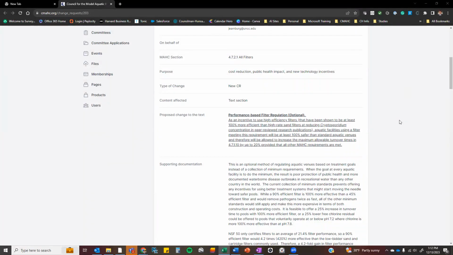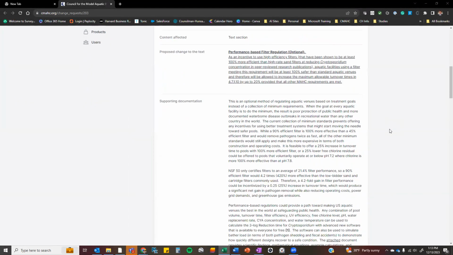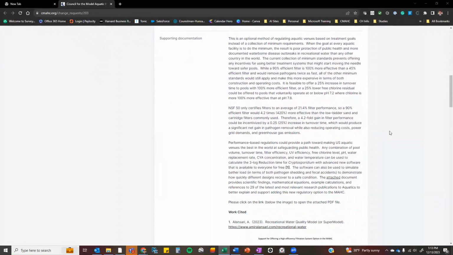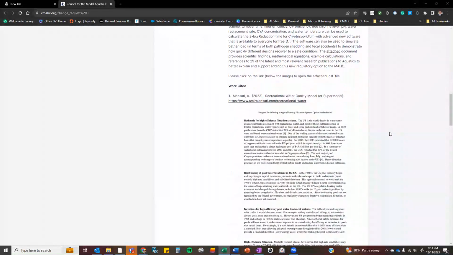Optional as an incentive to use high efficiency filters that have been shown to be at least 100% more efficient than high rate sand filters at reducing cryptosporidium concentrated in peer-reviewed research publications. Aquatic facilities using a filter meeting this requirement will be at least 100% safer than standard aquatic venues, and therefore will be allowed to increase the maximum allowable turnover in 4.7.1.10 up to 20%, provided that all other MAC requirements are met. And then gives background information.